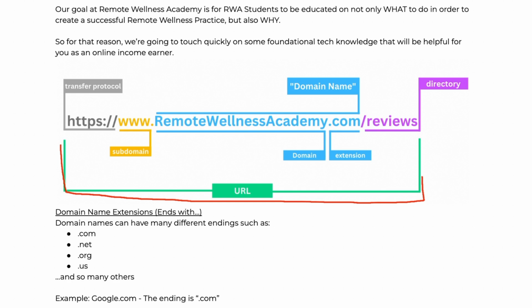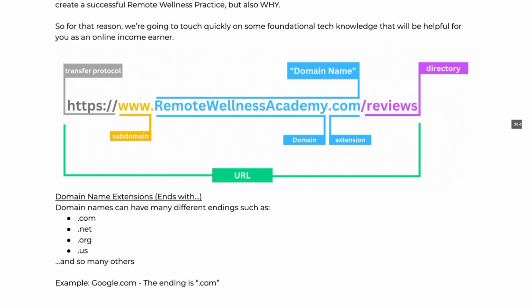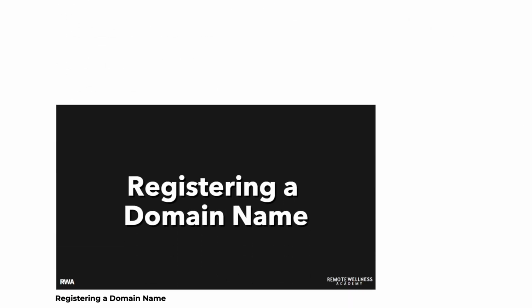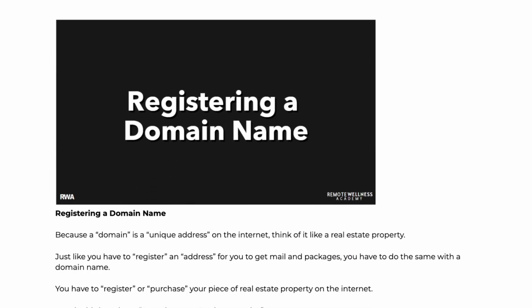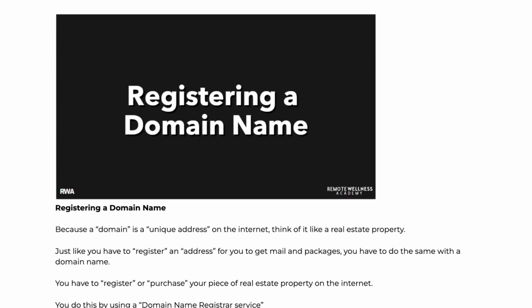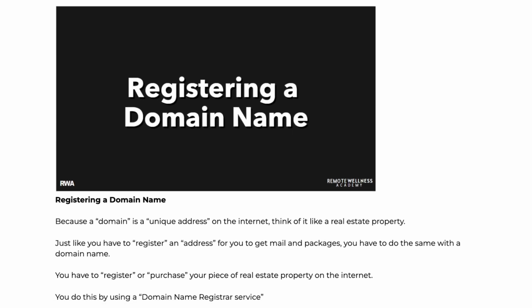Now, having said that, the next question that will come up is, okay, now that I understand the anatomy of a domain and a domain name, well, how do I actually go about registering a domain name? Okay, so let's go ahead and talk about that right now. Because a domain is pretty much like a unique address, right? You can think about it like your shipping address, your home address, right? It's a unique address on the internet, okay? So it's kind of like real estate property, okay?